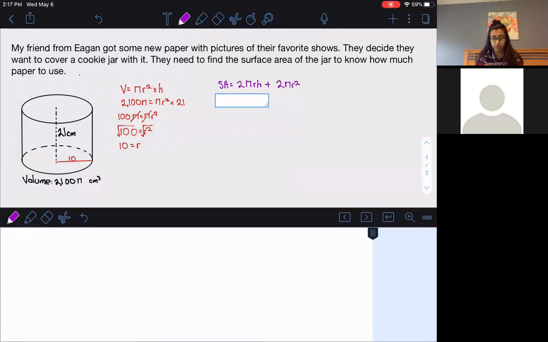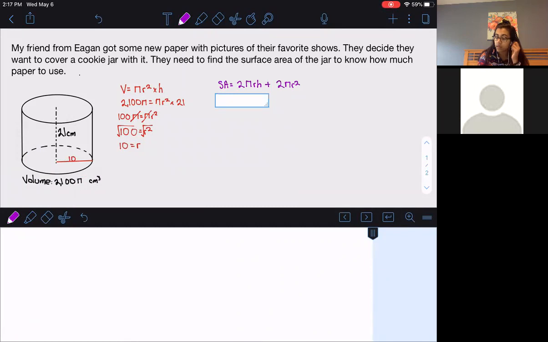Where the 2 pi r times the height comes from is that if we were to unravel the cylinder, we'd get a rectangle. 2 times pi times the radius is the circumference, and then we also need the height. So circumference times the height gives us what's around the cylinder.